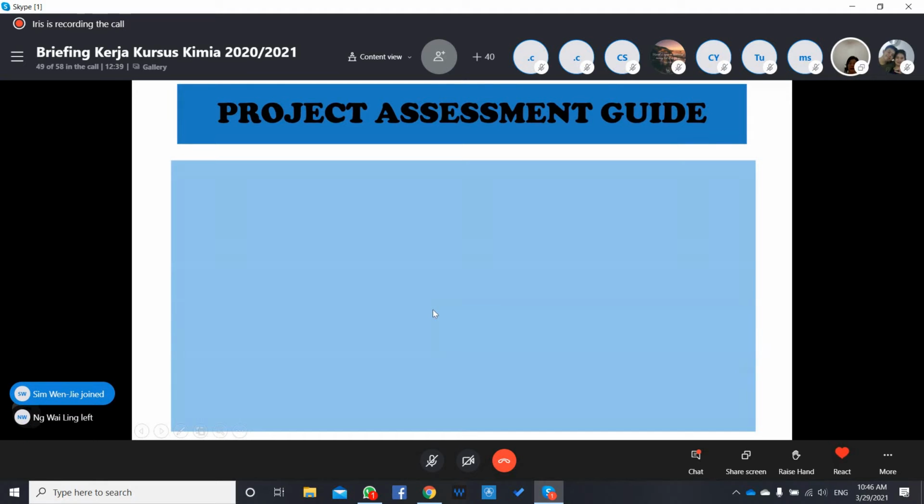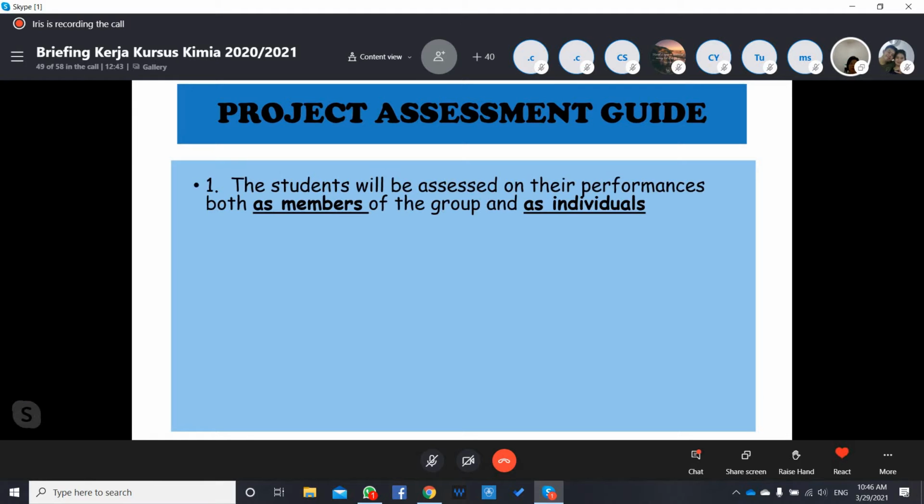Project assessment guide, meaning after you submit your project, the guide on how we mark the candidates' marks for the project. The students will be assessed on their performances as a member, whether they are giving cooperation and so on, and also as an individual, especially when they do the Viva presentation. So we want to see when you present, you really understand what you are doing.